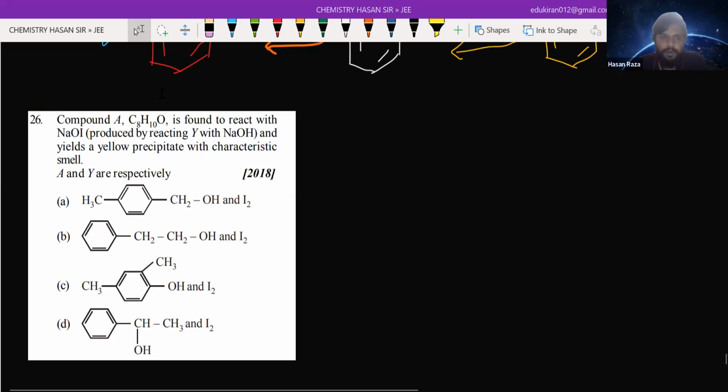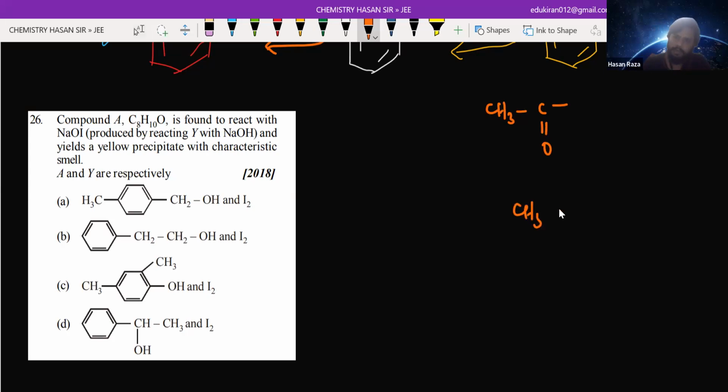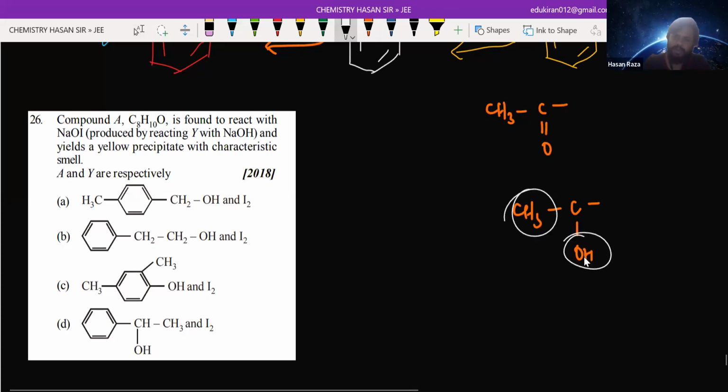No, option B is the wrong answer. This is the haloform reaction. I'm going to give you hints. The haloform reaction is shown by a group like this or a group like this. If it is an alcohol, it should be like this. That means methyl alcohol, you can see, or methyl ketone, you can see.